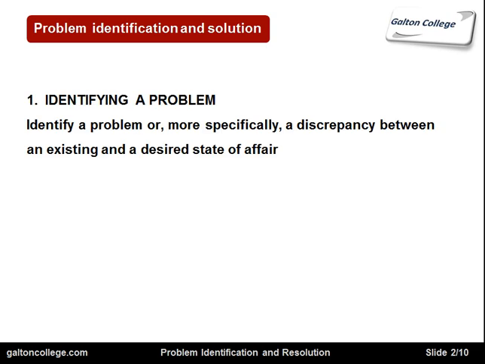So first of all, we start by identifying a problem. And identify a problem, or more specifically, a discrepancy between an existing and a desired state of affairs. So in the context of planning, we're looking at where we are and where we want to be. And the difference between the two represents our problem, the issue that we must address. So we've identified the problem as arising as a gap between where we are and where we want to be.